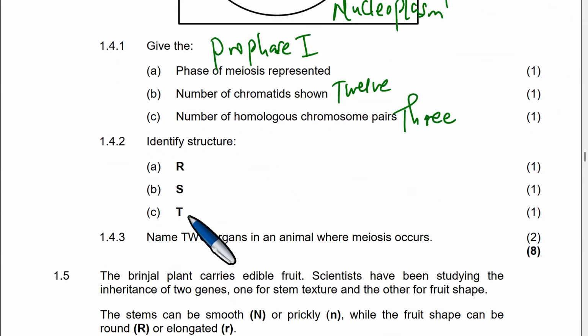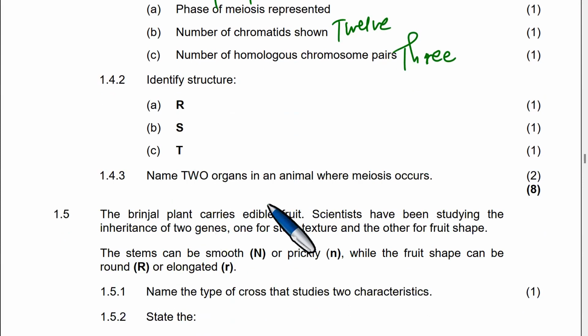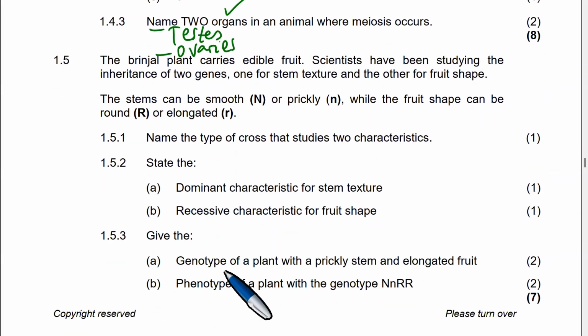Name 2 organs in an animal where meiosis occurs, in 1.4.3. Meiosis occurs in the testes, but it also occurs in the ovaries as well.